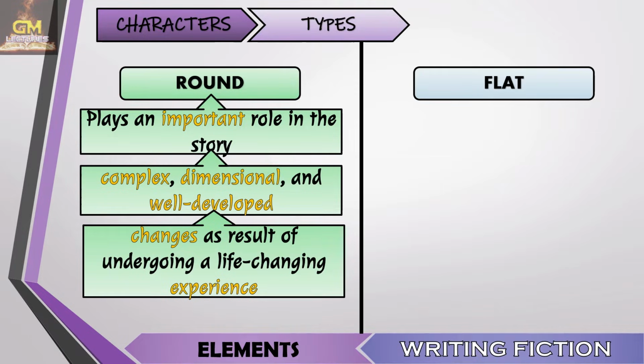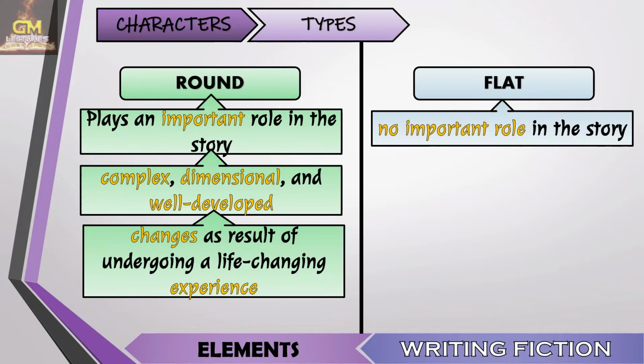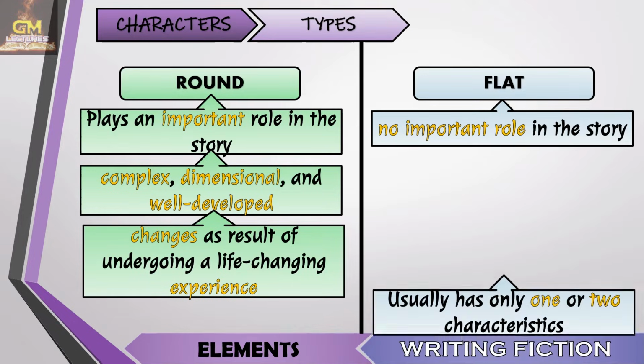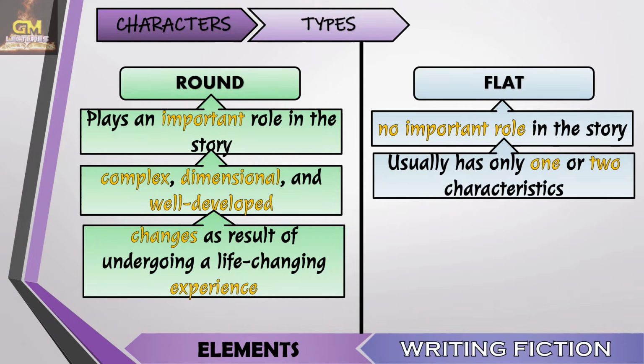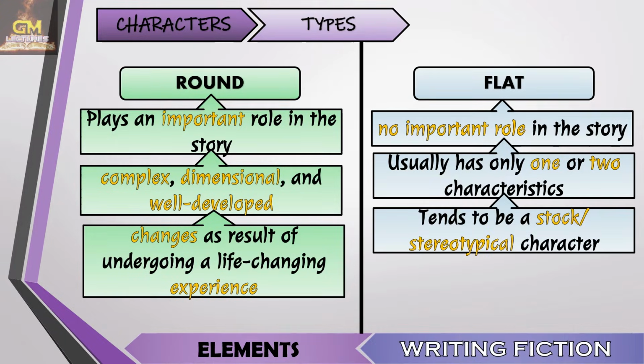On the other hand, a flat character is someone who has no important role in the story. Pretty much while the round character is complex, dimensional, and well-developed, a flat character usually has only one or two characteristics, and of course, tends to be a stock or a stereotypical character.